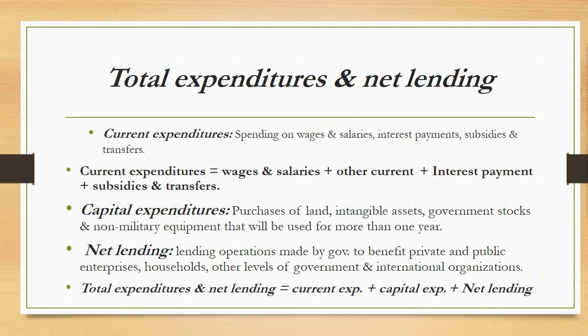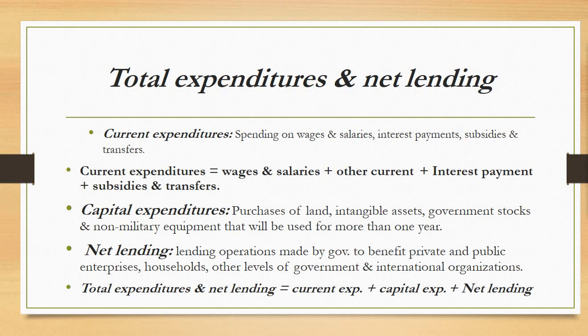The second part is total expenditure and net lending. Also, it includes current expenditure and capital expenditure. Current expenditure includes the spending on wages, salaries, interest payments, subsidies, and the transfers. So the summation of spending on these four components is the current expenditure. What about capital expenditure?